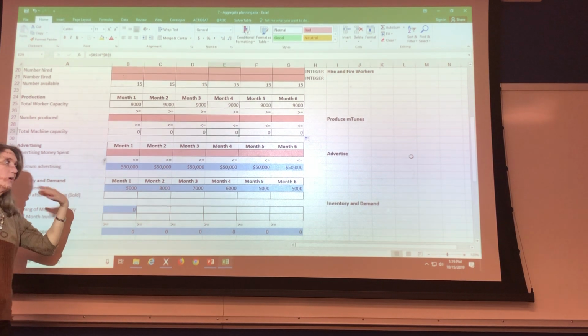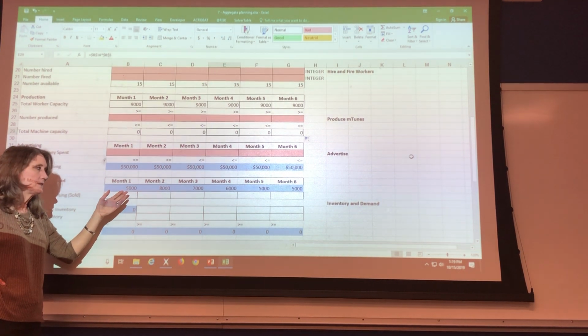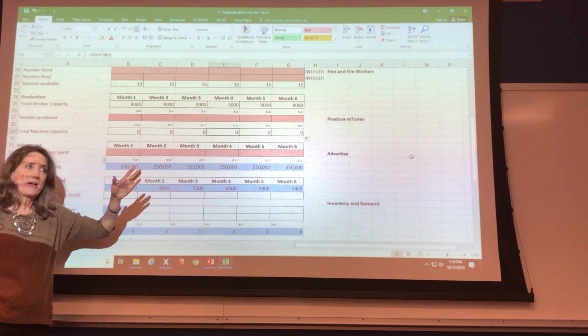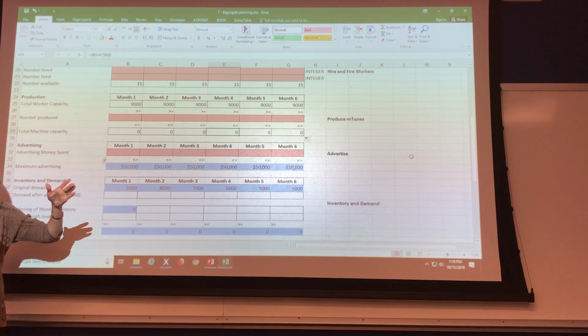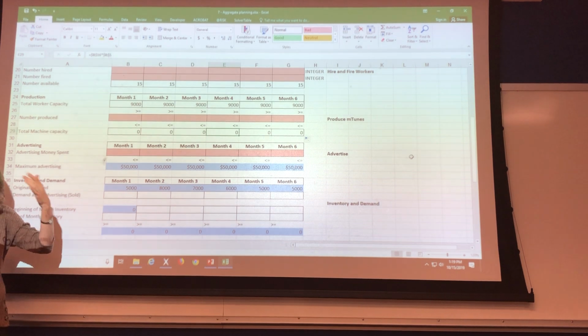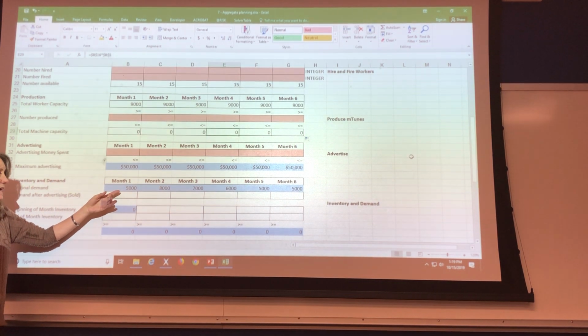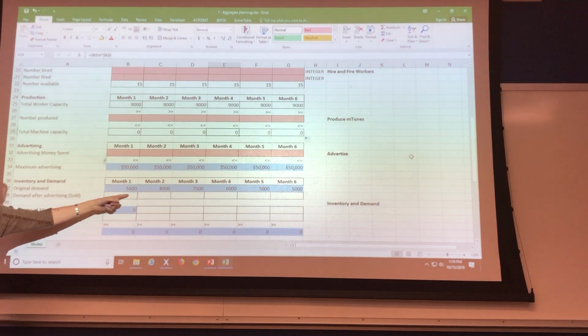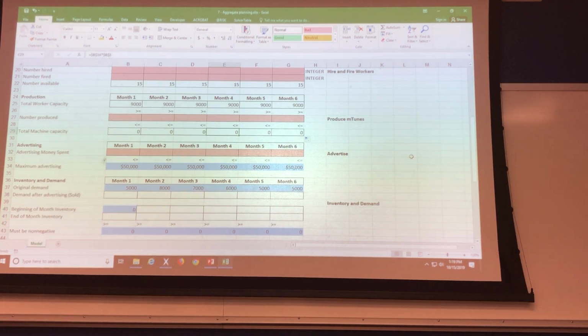We know what we believe that the demand will be over the next 6 months, but that's without advertising. We have this ability to advertise and for every $10 get an additional unit of demand. And so we need to calculate what demand would be after advertising in this cell, because that's going to be our new demand. It's going to be our demand with advertising. What would that be? How do we calculate that?